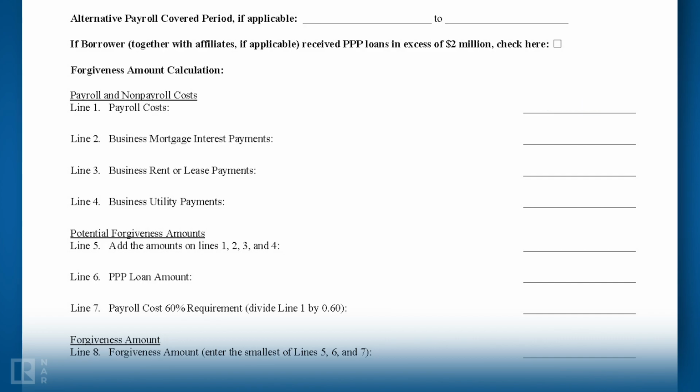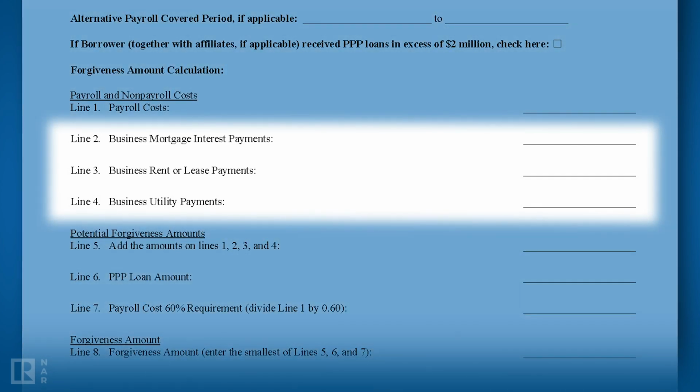elects to keep the 8-week covered period. Let's also assume that the borrower is a self-employed individual with no employees and received a gross salary or gross wages of $100,000 in 2019. This individual can use PPP loan proceeds to pay him or herself up to $15,385 in owner compensation and can include this amount on Line 1. This borrower in the second example may have remaining PPP loan proceeds to use for eligible non-payroll costs, which he or she will capture in lines 2 through 4 below.